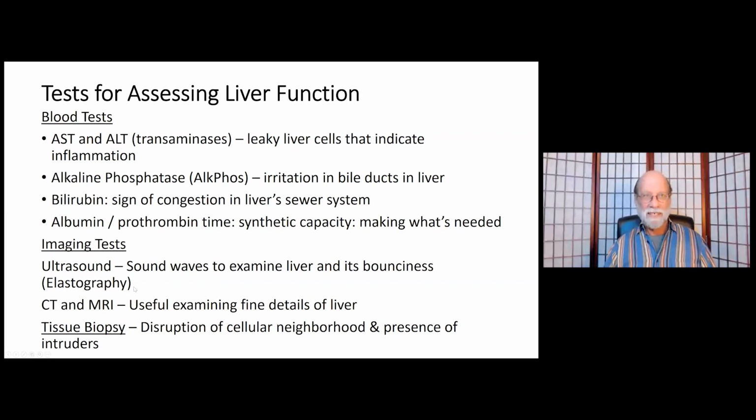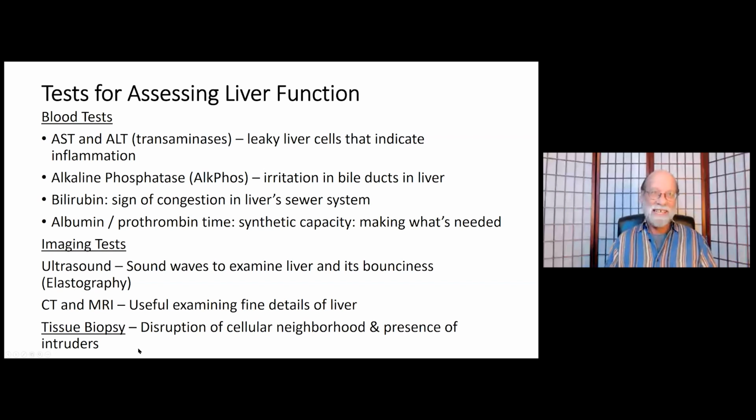And then CT and MRI are two very useful technologies for examining in fine detail what the liver looks like. These are going to be very important, for instance, in trying to detect liver cancer or metastatic cancer that ends up in the liver.